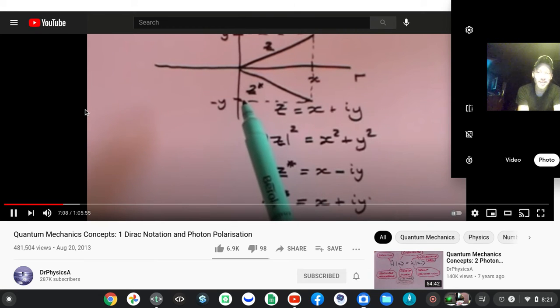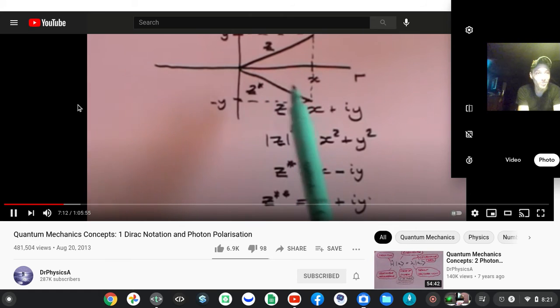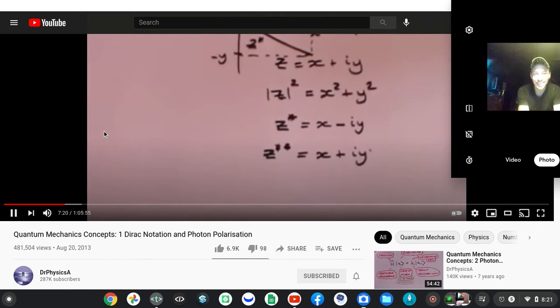Of course, it's plus y squared. So the modulus of z and the modulus of z star, the complex conjugate, is always going to be the x squared plus y squared.